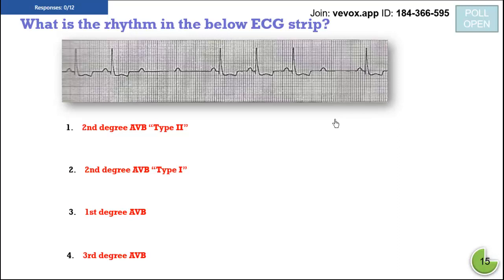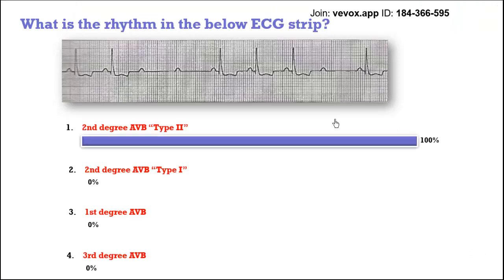Start answering. I will try to help you. Do we have one P wave or multiple P waves? It's multiple. So first degree should be removed. Okay. My goodness. Second degree type 2. Exactly. Wow.